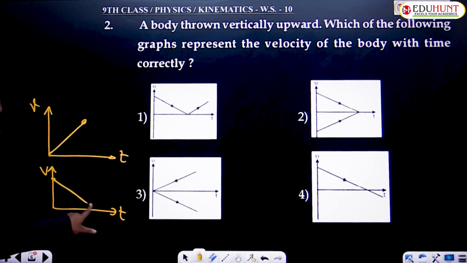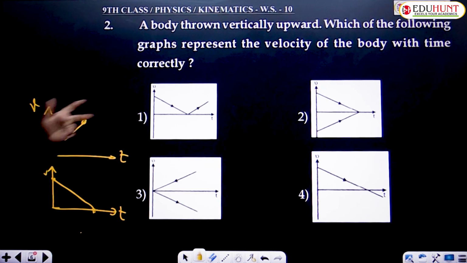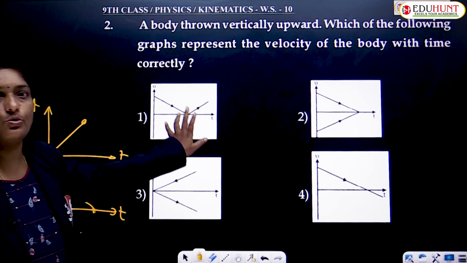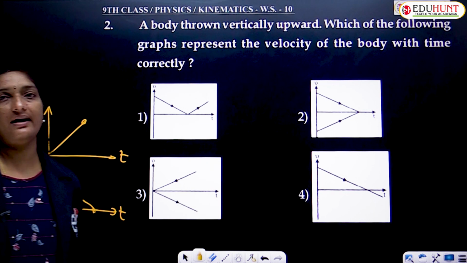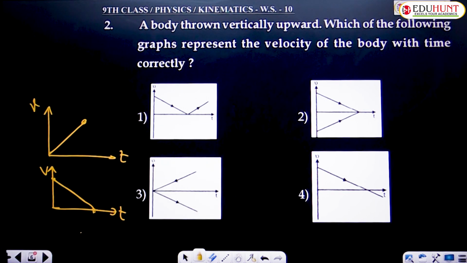So the graph is clear. After certain time, when it reaches maximum height, what happens to its velocity? 0. Later on again what happens? Its velocity starts increasing. Okay. Maybe yes, it seems to be true. Let us check with the other graphs and conclude with the perfect answer.